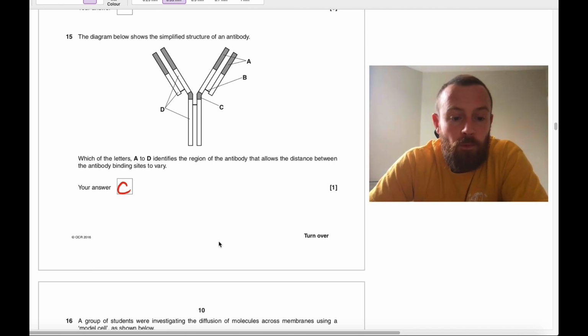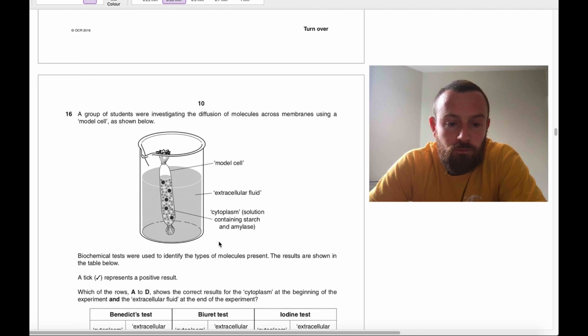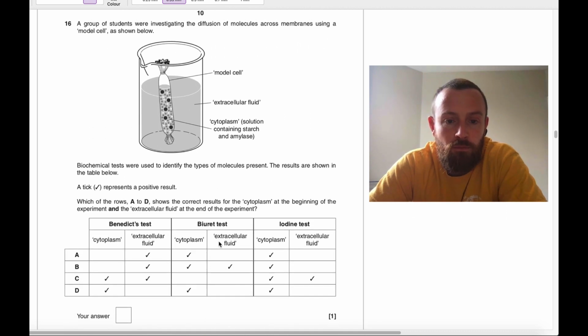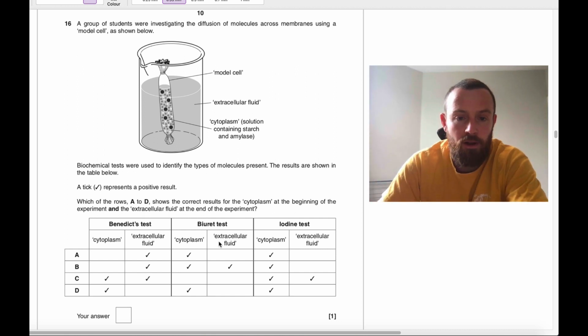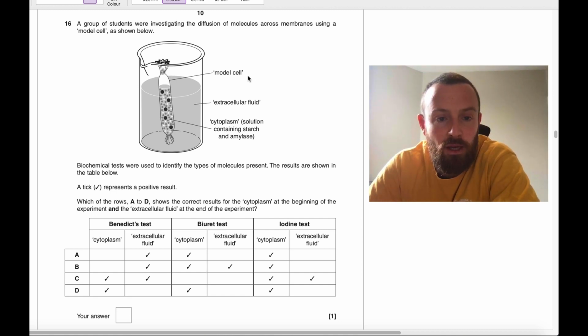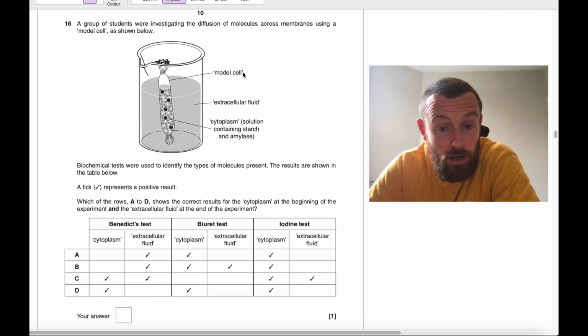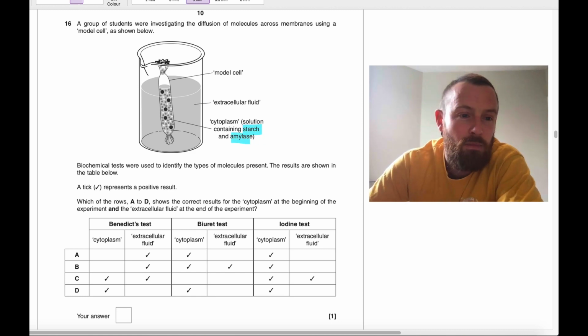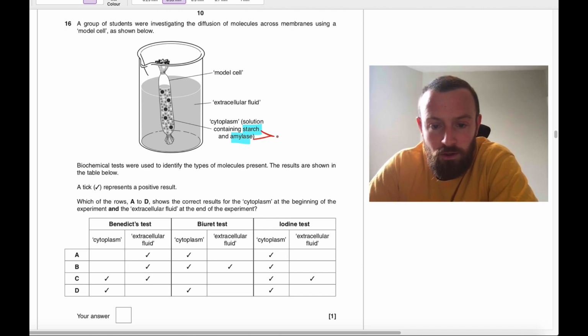Okay, all right. 16. A group of students were investigating the diffusion of molecules across membranes using a model cell. These ones are always quite tricky. So first we've got to analyze this and figure out what's going on here. We've got a model cell, which is a bag of Visking tubing. The Visking tubing is going to mimic a biological membrane. We've got the extracellular fluid, and we've got the cytoplasm. It contains starch and amylase. So immediately we can make links between those two.